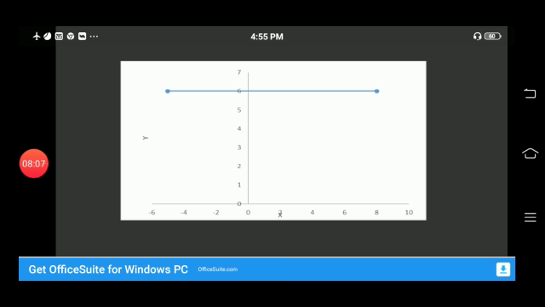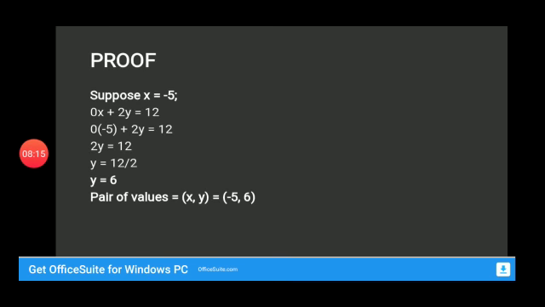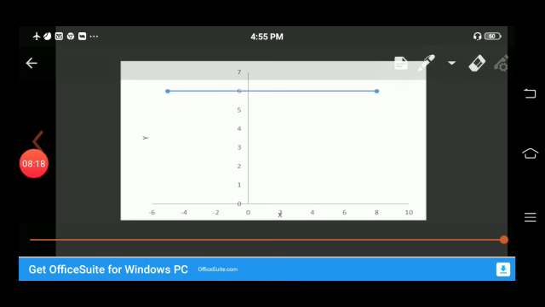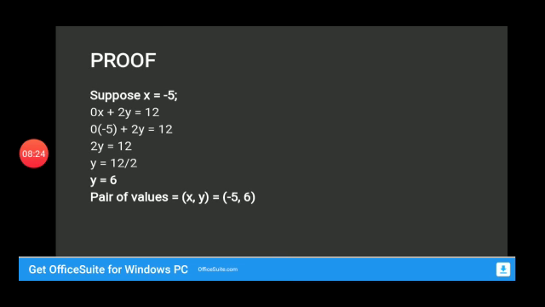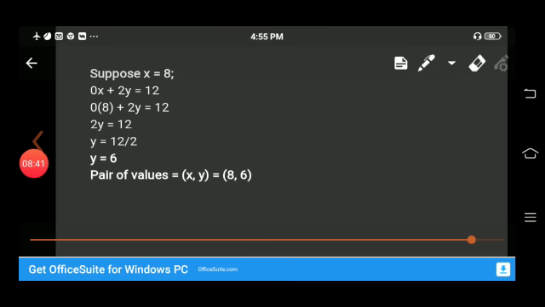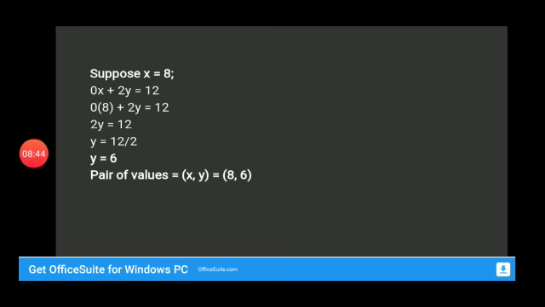So we can look on this graph y is equal to k, that y is equal to 6, and we are plotting it on 6. Now here look at this. Suppose that x is equal to minus 5. Now we are just supposing the values of x and getting the values of y. If x is equal to minus 5, by putting it we get the value of y as 6. And if x is equal to 8, then we are getting the value of y, that is also 6.